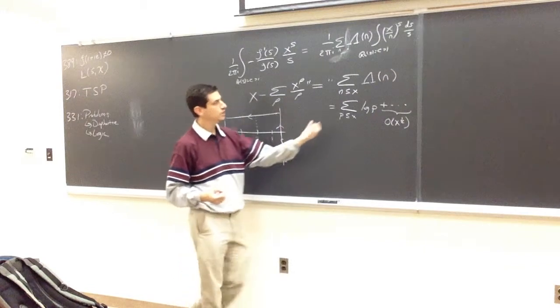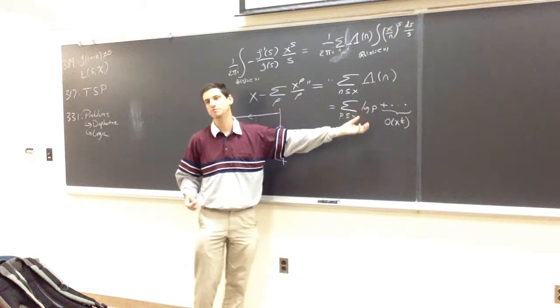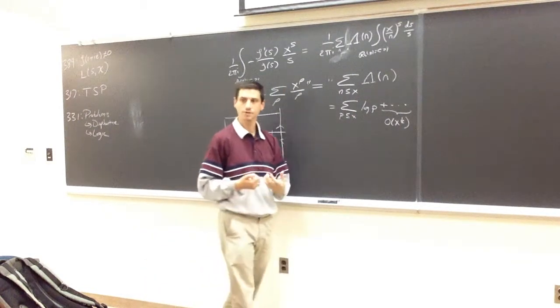And if that's true, then the sum of log p is going to be x. By partial summation, this gives us the number of primes is about x over log x. We expect the error term to be of size square root of x.